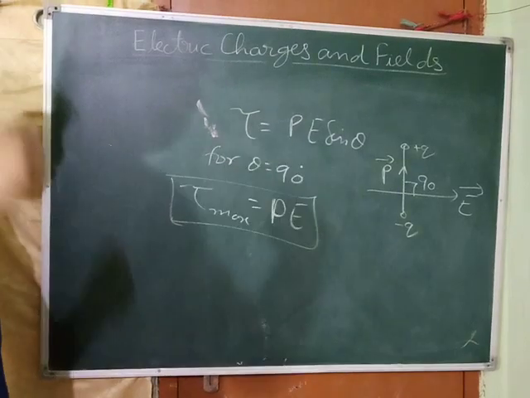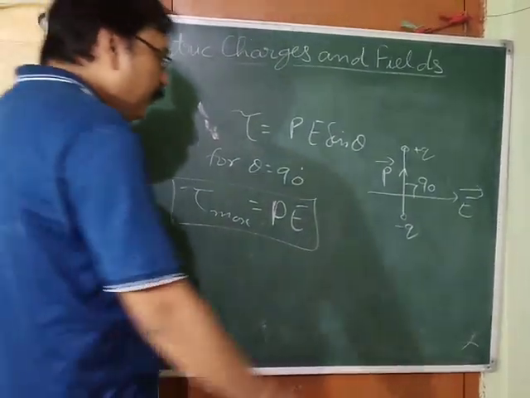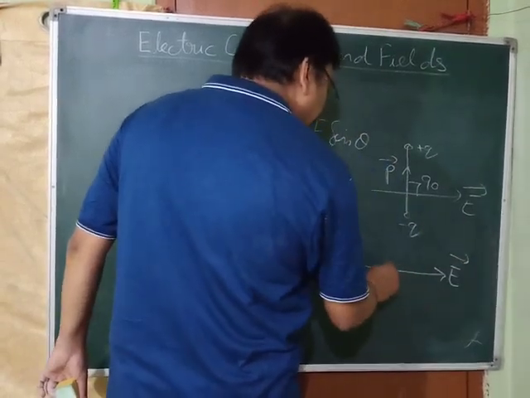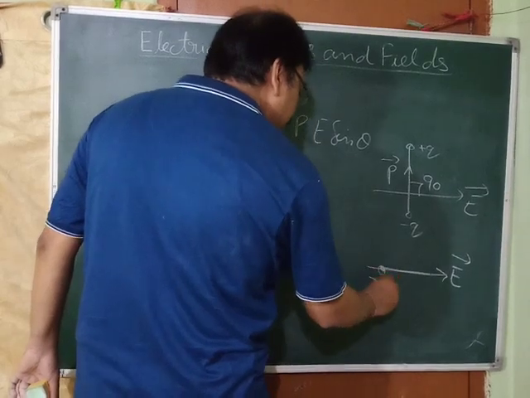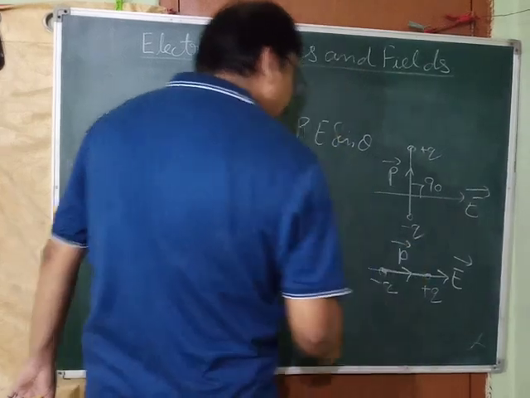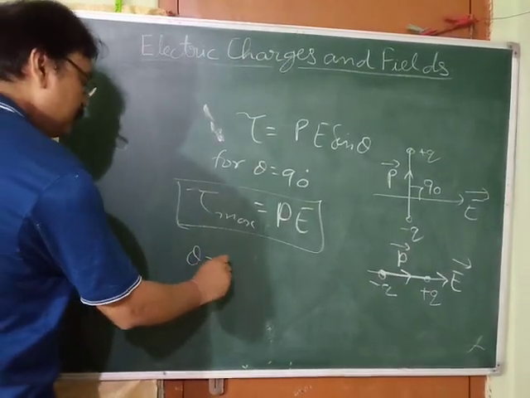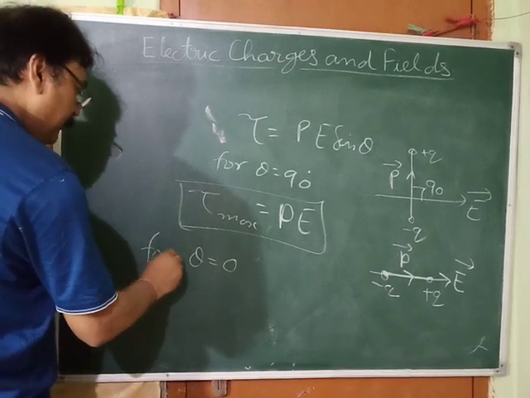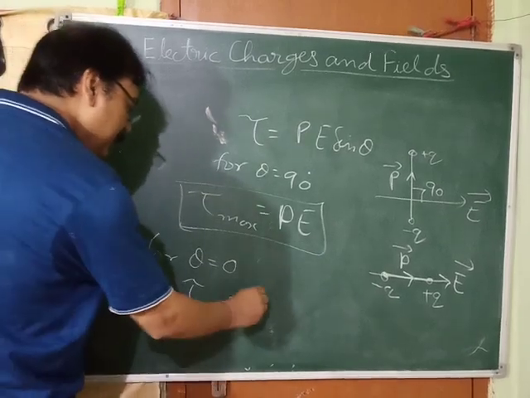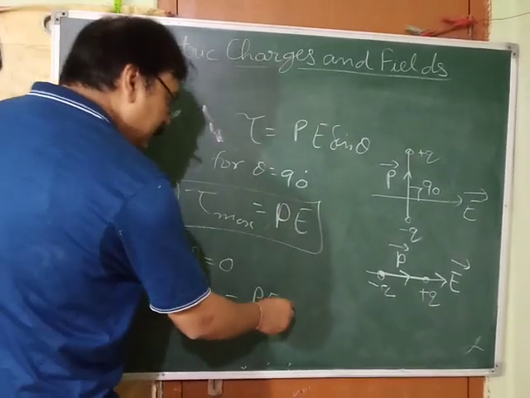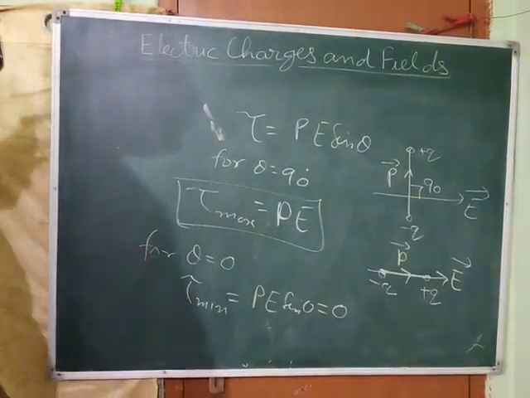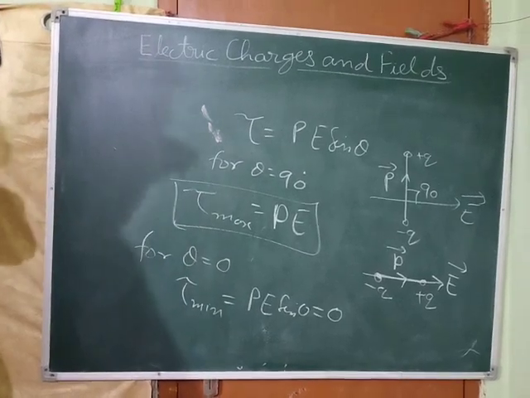Now when can you say this torque is minimum? Obviously, when this is the direction of the electric field intensity and this is the direction of the dipole moment also. This is the negative charge and this is the positive charge. Both are aligned. See, this is the direction of P. Then what will happen? Theta is equal to 0. So for theta equal to 0, tau is minimum, and that is how much? PE sin 0. Sin 0 is how much? It is 0. So you can get the minimum torque and maximum torque in this way.